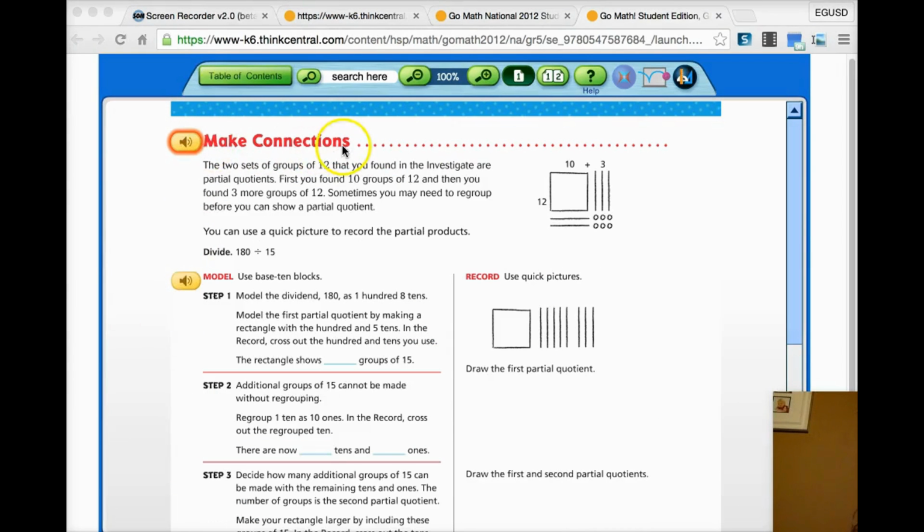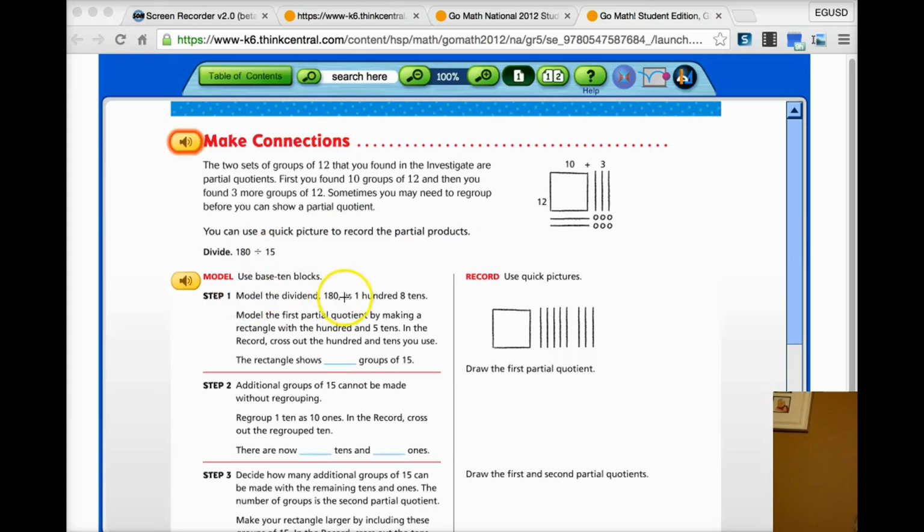Okay, so on making connections, the two sets of groups of 12 that you find in the investigation are partial quotients. First, you found the tens group of 12, and then you found 3 more groups of 12. Sometimes you may need to regroup before you can show the partial quotient because maybe you might have a remainder, right? So let's look at this next question. It says, you can use a quick picture to record the partial product. So we're going to divide 180 divided by 15. Okay? So first we're going to model the division.